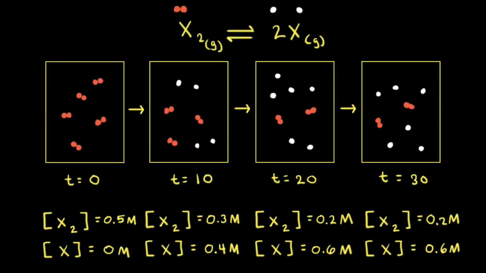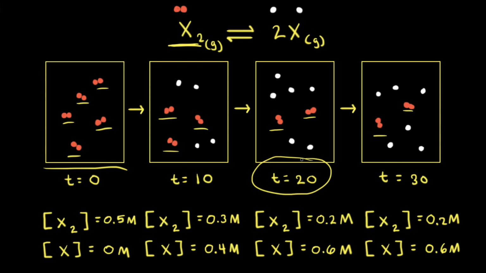Finally, let's use these particulate diagrams to think about what we would see at a macroscopic level as the reaction proceeds to equilibrium. In the first particulate diagram, we see only red particles, so only our reactants, X2, are present in the beginning. However, as time goes on, the number of red particles decreases from 5 in the first particulate diagram to 3 in the second, to 2, and then the number stays at 2 because remember, we reach equilibrium after 20 seconds.